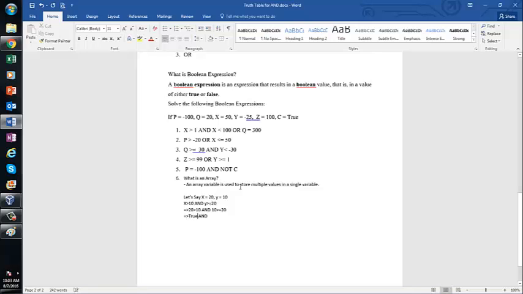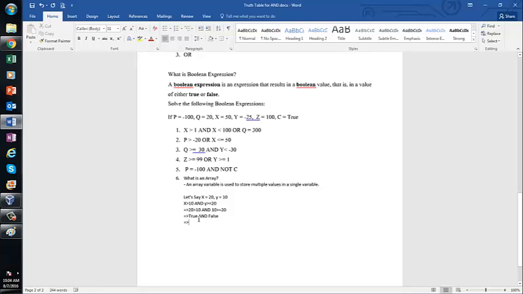Okay, this is true. And 20 greater than or equal to 10 greater than or equal to 20. What about this one? This one is false. Okay. Now what do we have? True and false. Result is false.